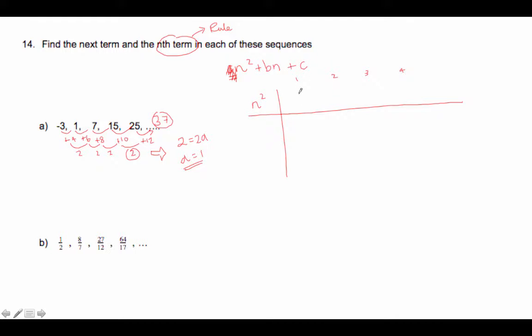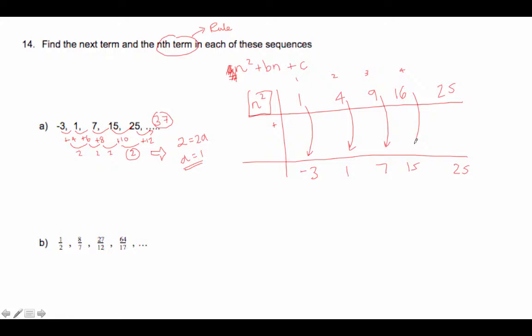So the first term, if it was n squared, would be 1, and then 4, 9, 16, 25, and so on. But that's not the sequence that I want. The sequence that I want is -3, 1, 7, 15, and 25. So I'm going to start with n squared, but I've got to add on what takes me to my actual sequence. Let's look at the difference between each of these. 1 to -3 would be -4, 4 to 1 would be -3, 9 to 7 is -2, 16 to 15 is -1, and 25 to 25 is just 0.